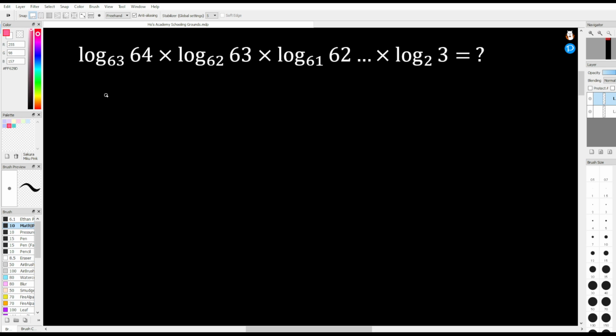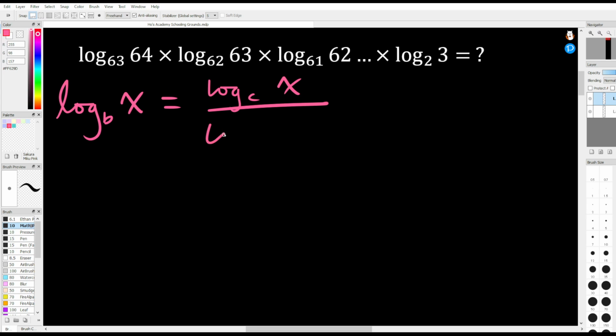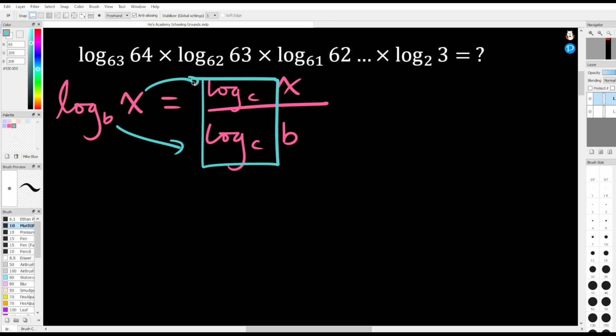So what is the change of base rule? Let's say you have a logarithm, base b, argument x. You can change this to any base you want, let's call it c, divided by the same logarithm base c with the base b in the argument. The way I remember this is that the bottom goes to the bottom and the top goes to the top. And with this, you can create new expressions with this fraction.